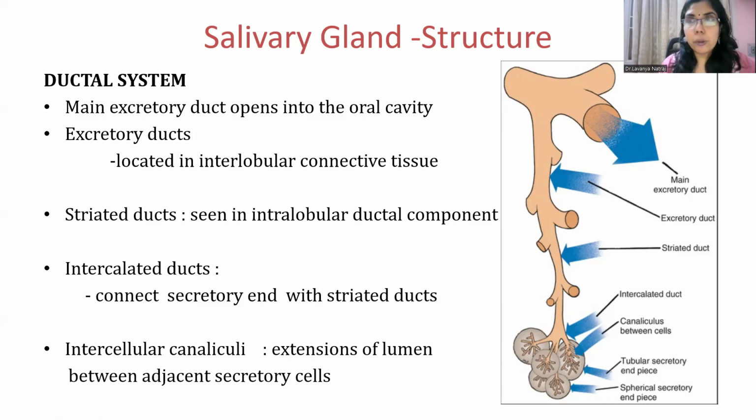They form the major part of this ductal system. And finally, the smaller ones. Can you see the smaller one? The luminal diameter is again coming down. So these are called as the intercalated duct.